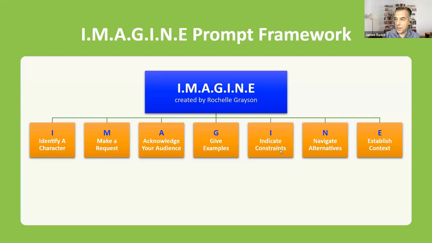The next one is I, for indicate constraints. These are things like the word count, or if there's a specific tone and style, that fits in here a little bit. N is for navigate alternatives. What are some good examples here, Rochelle, for navigate alternatives?